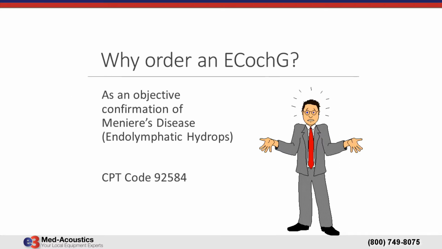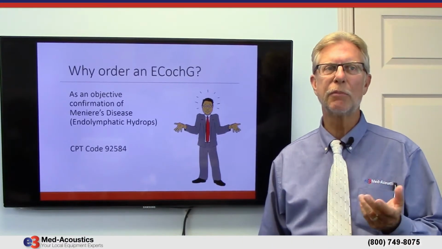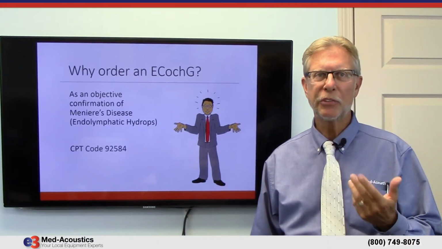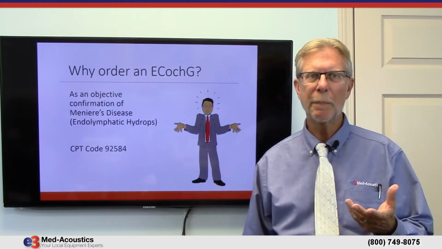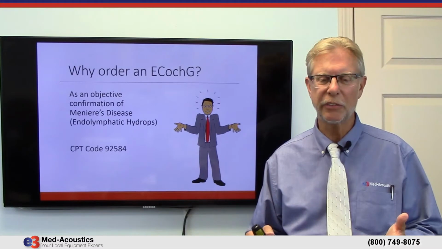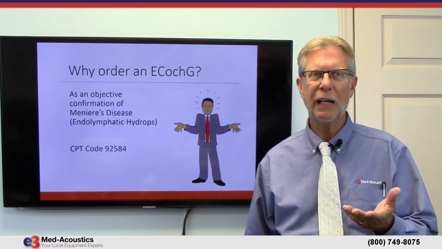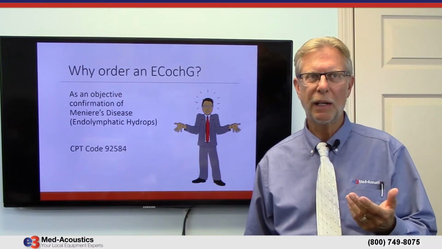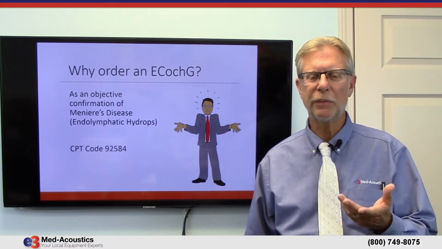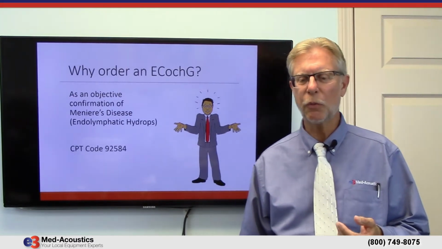And why would a physician order an ECoG? Well, simply because it's an objective confirmation of Meniere's disease or endolymphatic hydrops. The symptoms of Meniere's disease are pretty broad, and they can also be the symptoms of other conditions. So the doctor would love to have an objective confirmation before he makes a definitive diagnosis. And the CPT code is 92584.